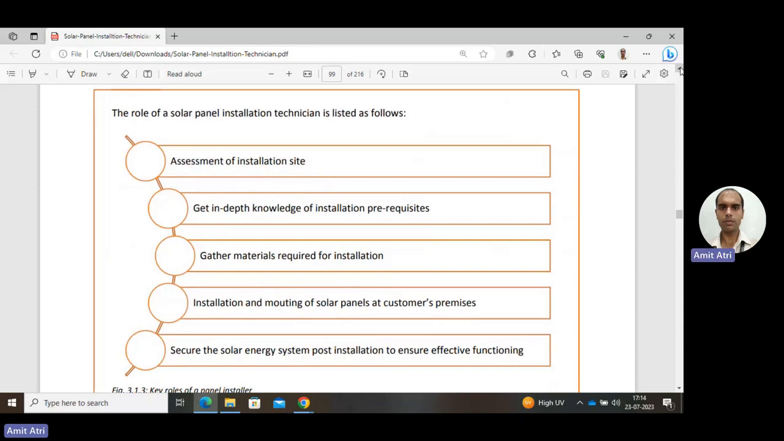The next role is to gather the material required for installation, all types of materials: the frame, tools, so all types of materials should be available. Next is the installation and mounting of solar panels at the customer premises, at the specific site or location. The last role is to secure the solar energy system post installation to ensure effective functioning. The system, the solar energy to electricity protection system, should be secured. This is the post installation task, meaning the responsibilities do not end with the installation. It is post installation as well.